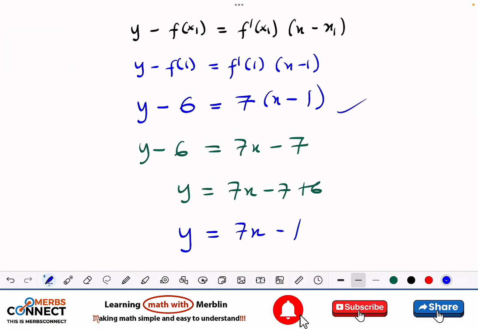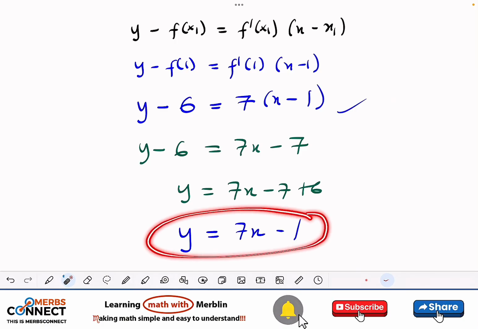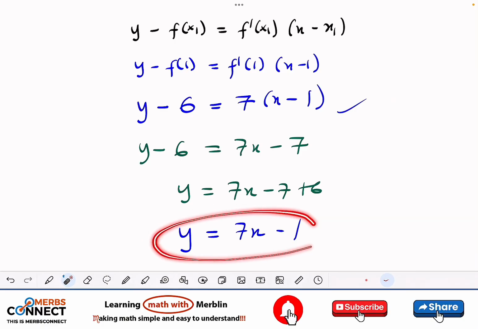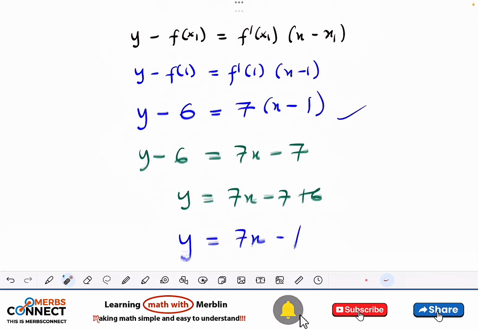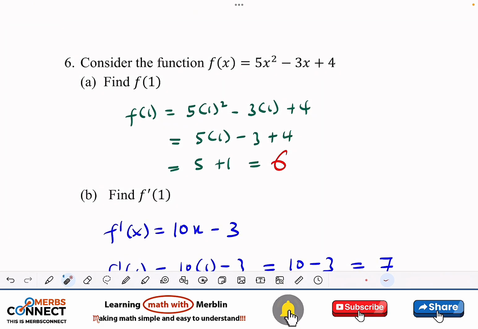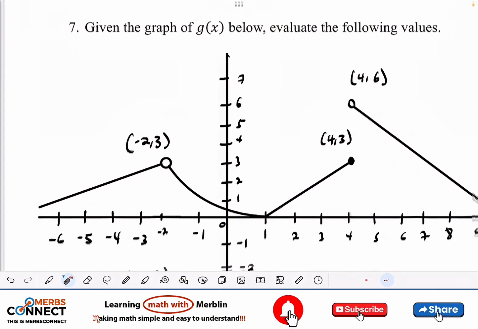So unless you can stop here, unless maybe the question is saying that leave it in the y-intercept form. This is the y-intercept form. So minus 1 is the y-intercept, and this is the slope. Good. Let's look at question 7.